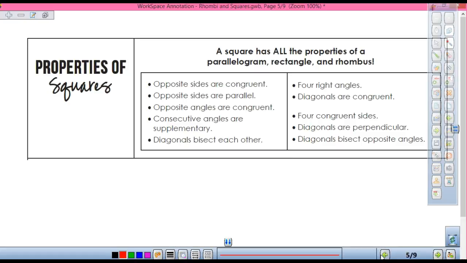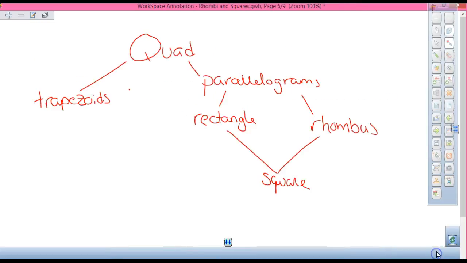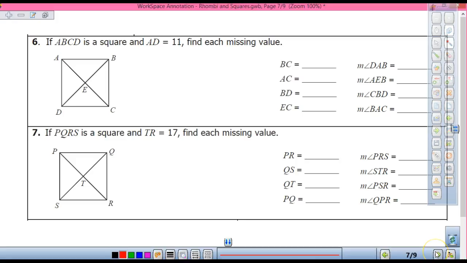So my properties of squares are all of my properties of parallelogram. So those 5 that we've studied, my 2 that I added with my rectangle, my 4 right angles and my diagonals being congruent, and the 3 that we added to our rhombus: 4 congruent sides, diagonals are perpendicular, diagonals bisect opposite angles. So, we've got a square.